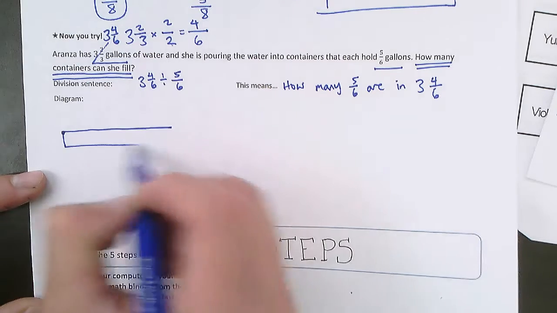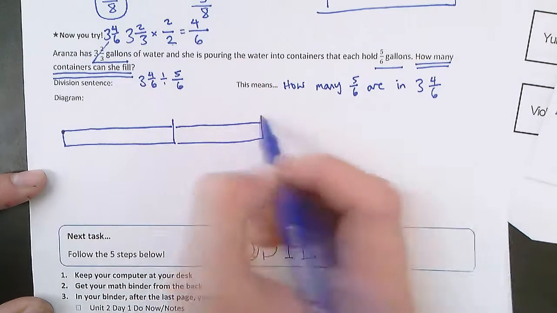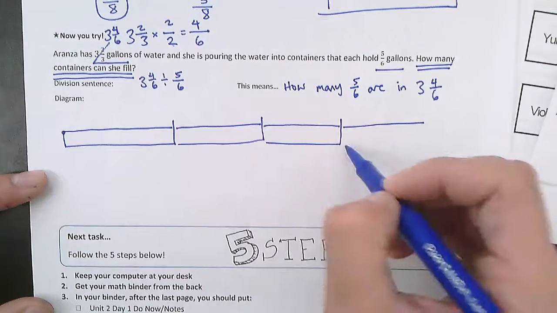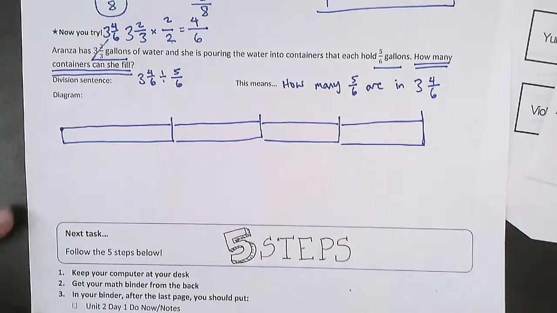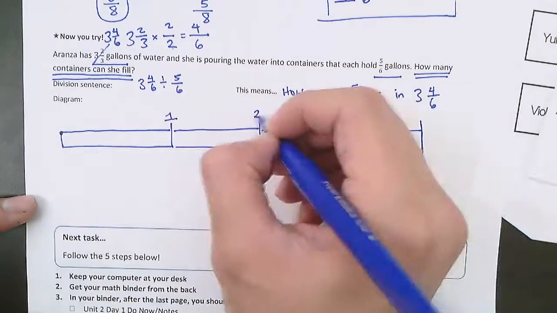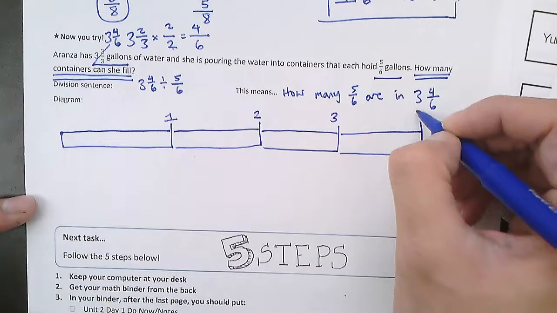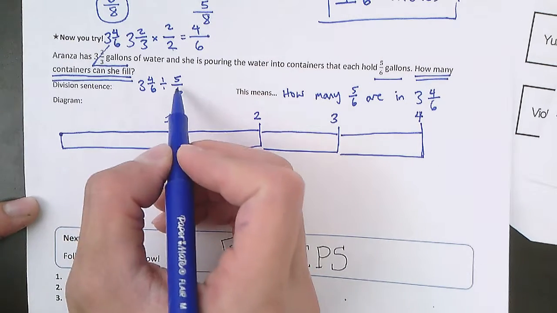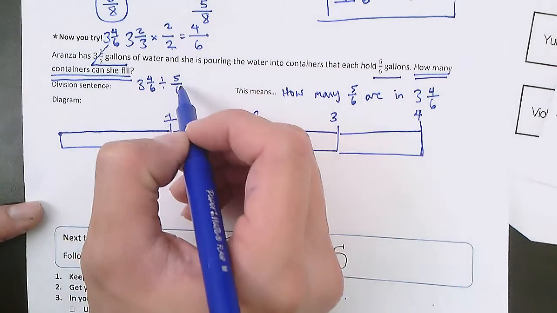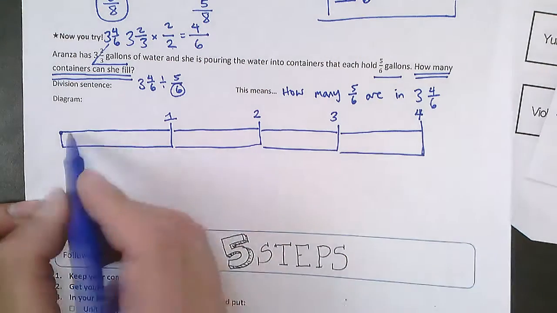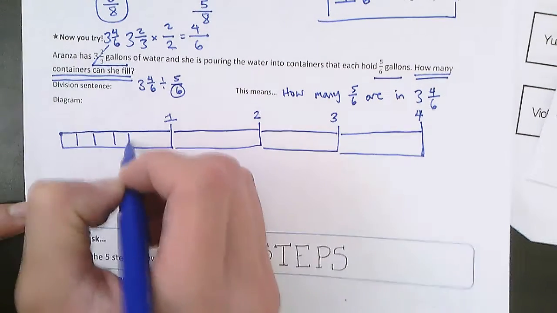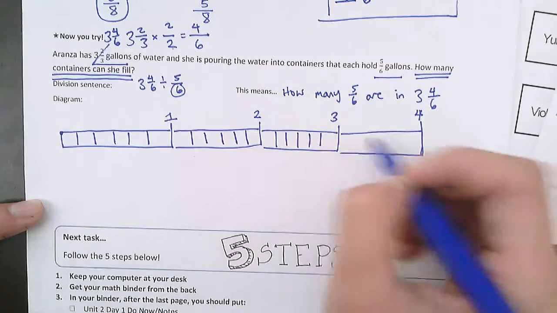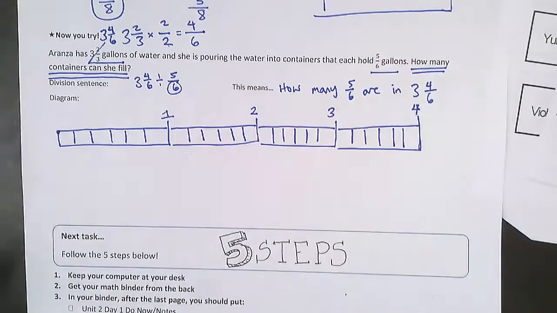So 3 4/6, I need 1 whole here, 2 wholes here, 3 wholes here, and then another whole, because 3 4/6 is between 3 and 4. And so 1 here, 2 here, 3 here, and 4 wholes here. And then since we're dividing by 5/6, we want 6s. So let's split these into sections of 6s. 1, 2, 3, 4, 5, 6 there. 1, 2, 3, 4, 5, 6 there. 1, 2, 3, 4, 5, 6 there. And 1, 2, 3, 4, 5.